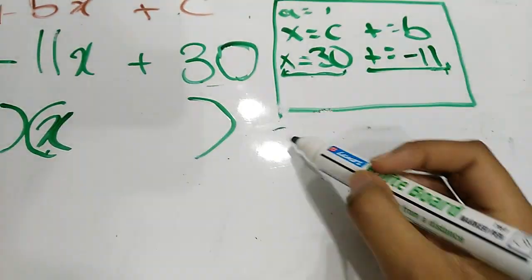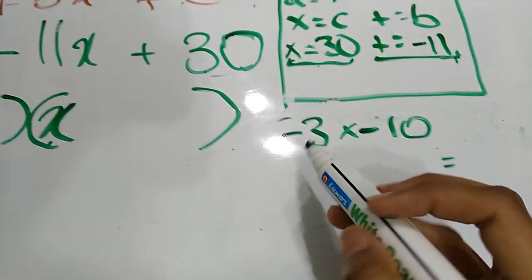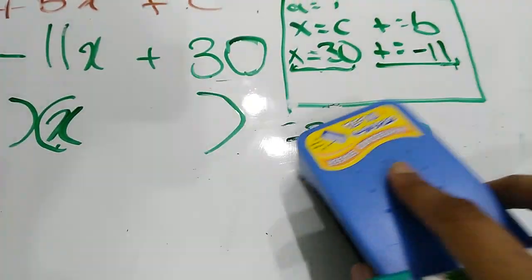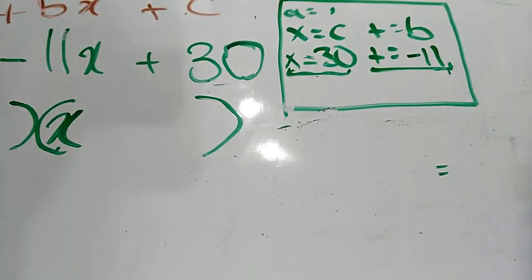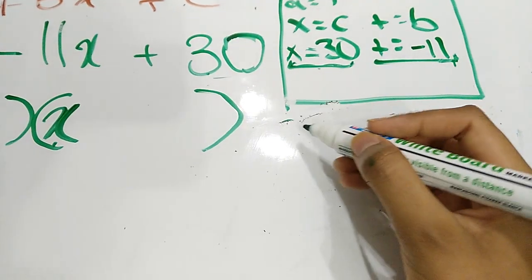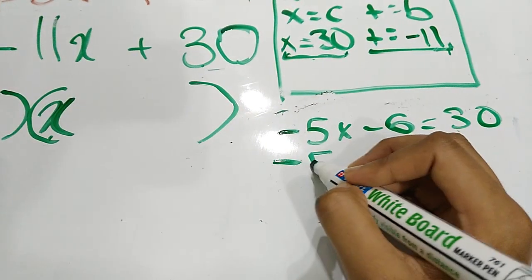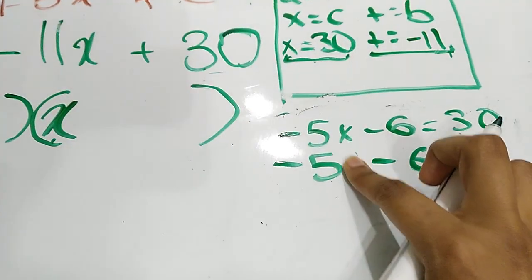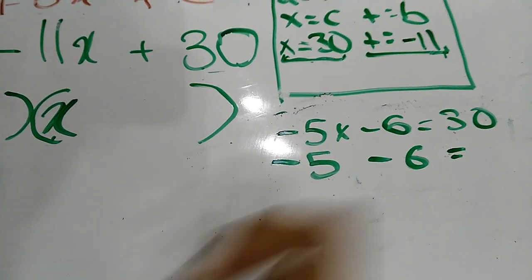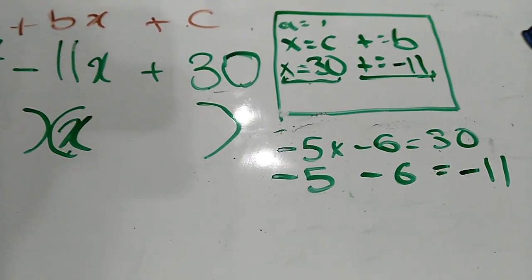What's the next pair of numbers I can use? Minus 3 times minus 10. That gives me 30, but once again, adding them does not give me minus 11. And so the next pair of whole numbers that I can use that evenly go into 30 is minus 5 and minus 6, which gives me 30. And minus 5 plus minus 6 gives me, 5 plus 6 is 11, minus 5 minus 6 is minus 11. So that gives me my two numbers that I want.